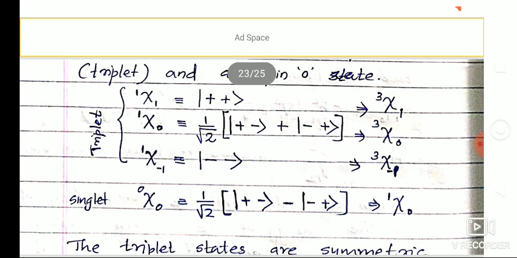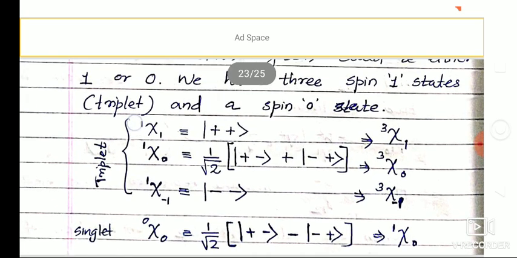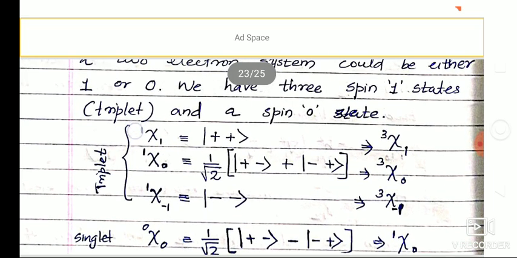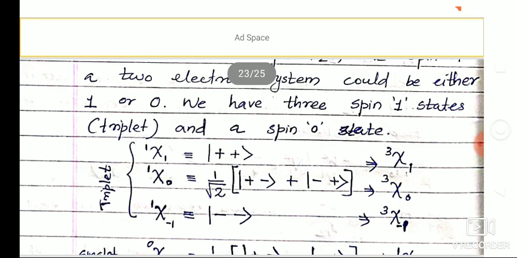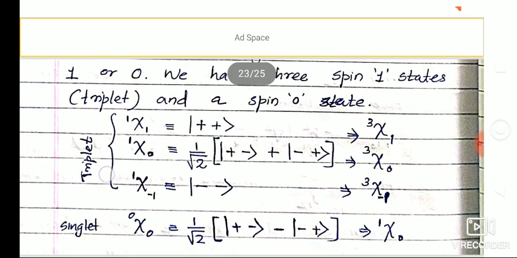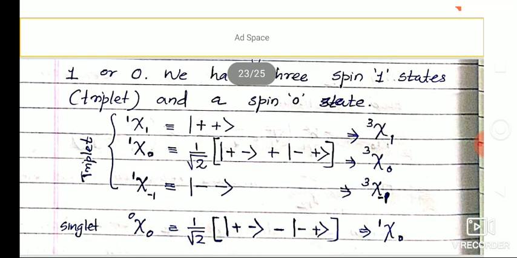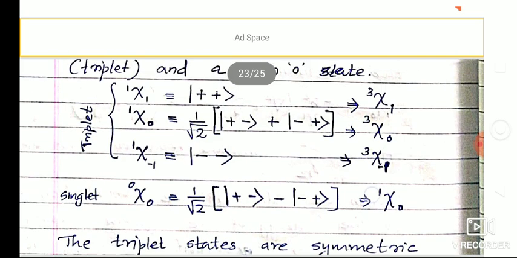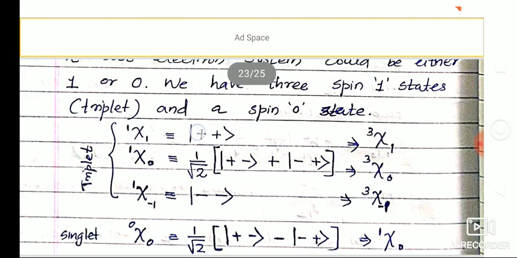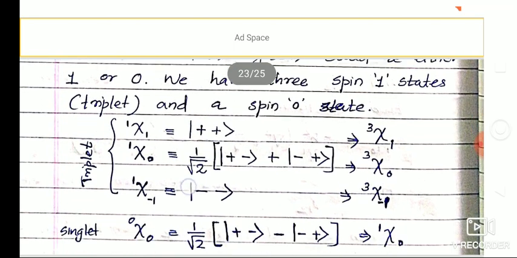Here I have written these notations based on s and m values. This upper left number indicates s value, and this is m value. So you better represent these states like this: for triplet use 3 and for singlet use 1. When we look into these states, we can see this is symmetric, right? This is also symmetric, and this is also symmetric.